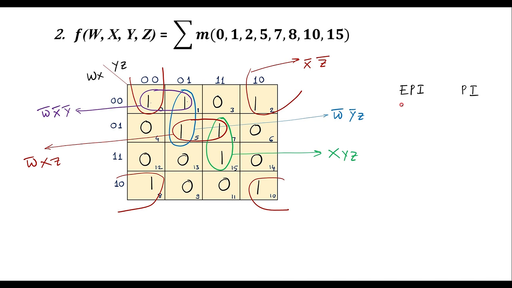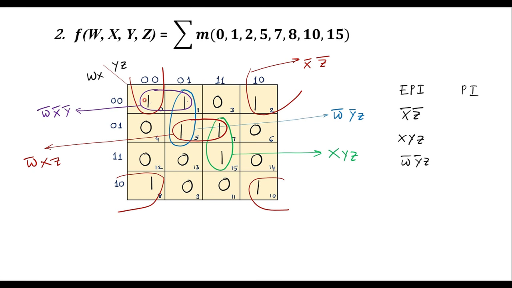So now let me write the essential prime implicants and prime implicants. Here these cells are covered only once, so this x bar z bar will be an essential prime implicant. Similarly, this cell is covered only once, that is xyz, an essential prime implicant. And here we can observe that this one is covered with this one, so this will fall under essential prime implicant, that is w bar y bar z.